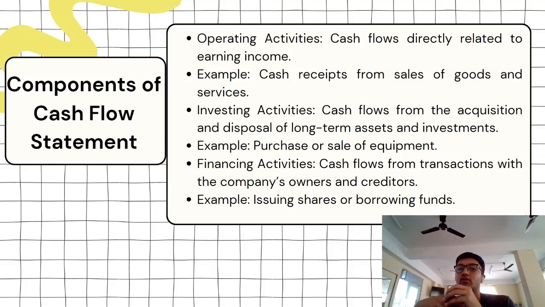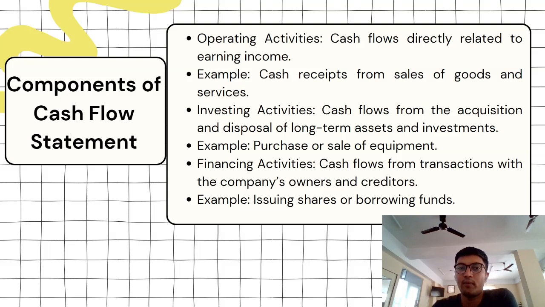The cash flow directly related to earning income, cash receipts from sales of goods and services, is the operating activity. Investing activity is cash flows from the acquisition and disposal of long-term assets. So whether you're buying plant, machinery, equipment, or you're giving away, disposing of long-term assets and investments, you're selling some kind of thing or buying some kind of assets. That is investing. And financing is cash flows from transactions with the company's owners and creditors. You are taking loans, maybe you're giving loans. So these are included. I think that's clear, right?